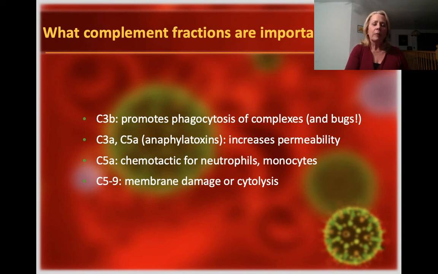Complement is made out of proteins, and we call them C proteins, and we give them numbers of C1 through C9. Different complement proteins can do different things. C3b promotes phagocytosis, C3a and C5a increase permeability of blood vessels. C5a increases chemotactic agents so that neutrophils and monocytes can bind to cells. C5 through C9 increases cytolysis, which means that it opens up that kind of donut we talked about on the cell membrane so that the cell goes through lysis.